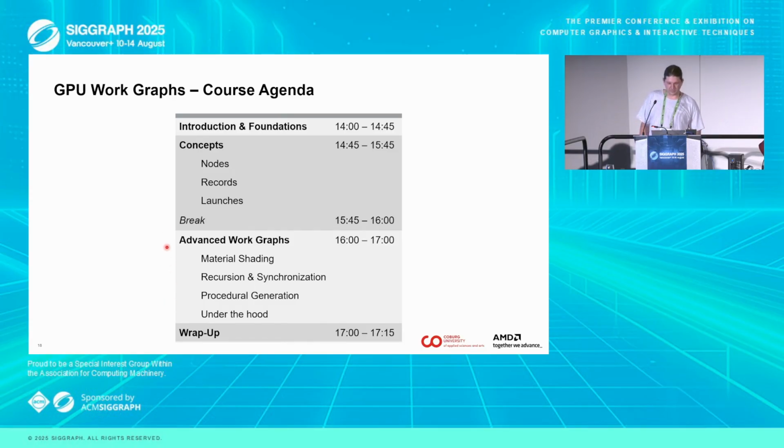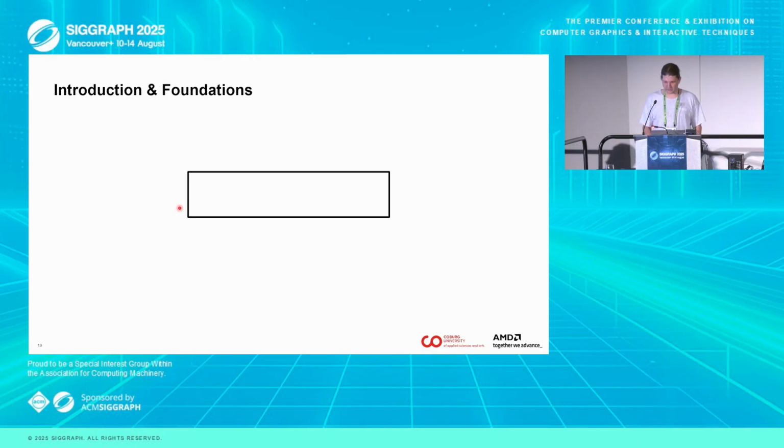So that's going to be some material shading, recursion, and then Bastian is going to talk about procedural generation. This is really advanced stuff. So this is what you can do with work graphs. And then Max will later explain how a possible work graph implementation could work on a GPU. So let's get started with the first part, introduction and foundations.